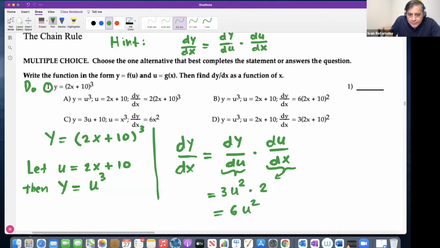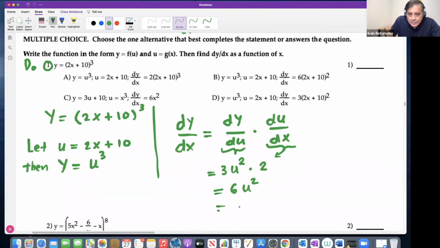That should be the answer, but mathematicians don't want to see u. u was just a tool for us to get the final answer, right? Mathematicians want to see the answer expressed in terms of x. Not a problem because I can rewrite u as 2x plus 10 within parentheses, and then that should be raised to the second power. And this is it, right?